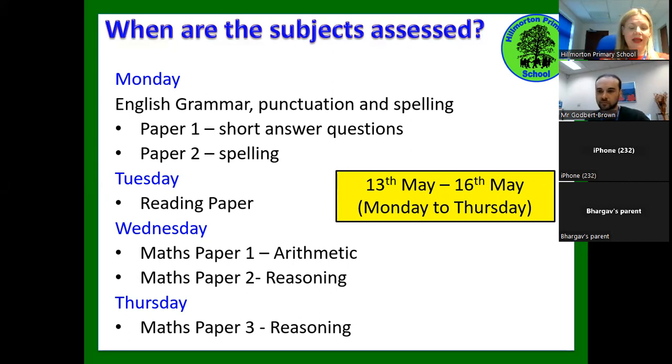And then on Thursday, the final paper, maths paper three, which is the second of the reasoning papers, again is 40 minutes. And for the maths, they add up the total of the scores for all three papers to give one score. So it's really important that the children sit all three papers. They don't get a separate score for each one. They get a total score for all three. And similarly with the grammar, punctuation and spelling, the score for the short answer questions is added to the score for the spellings to give a total score.